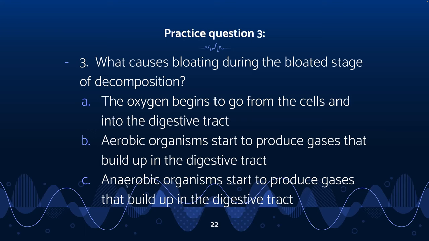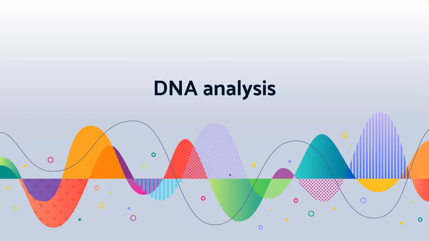So it will end up being that anaerobic organisms are the ones that produce gas, because they can still go through those processes, the cellular processes. All right, so that's pretty much all of DNA, entomology again.